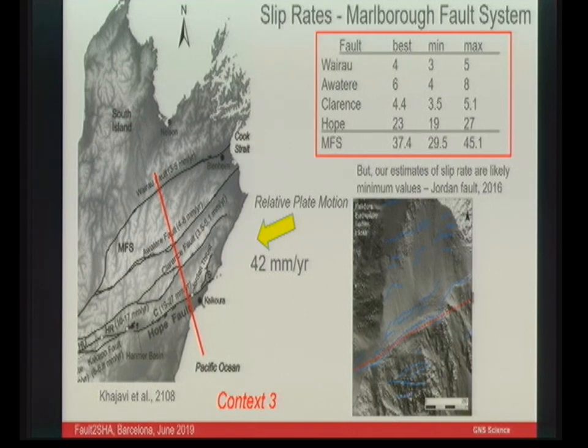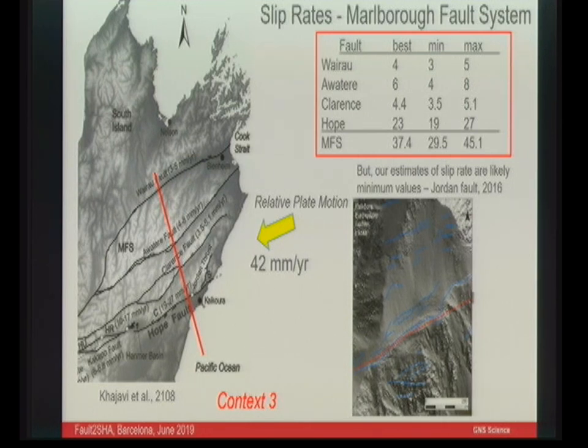The other thing that's important about this one here, and I'll show you the geometry shortly, this is the trace of the Jordan thrust, whereas the Kaikoura Mountains on this side are coming up and over the lower country.